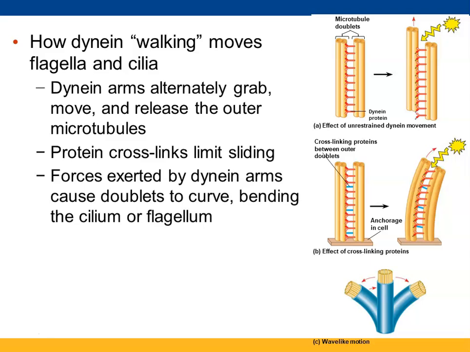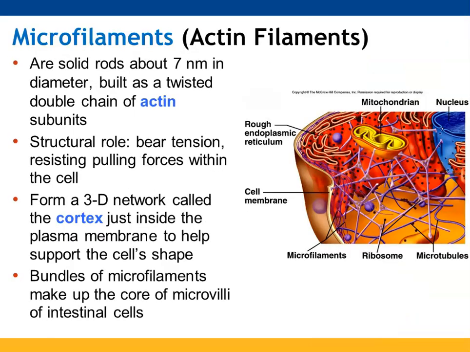So what is able to make this occur? The dynein protein basically grabs on and then moves the microtubules and then releases them. But because it's grabbing onto them basically one at a time, and that they are linked by multiple proteins, it prevents them from sliding off and not being controlled by the dynein protein. And it can cause the cilium or the flagellum to bend as a result.